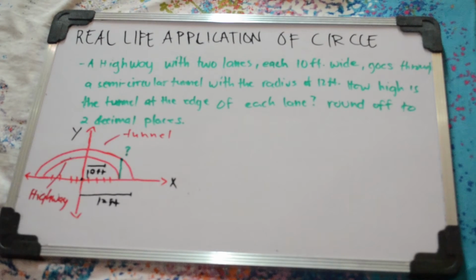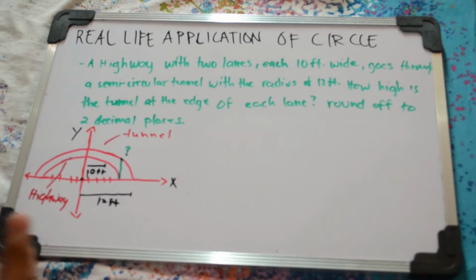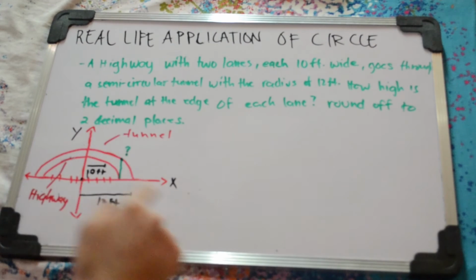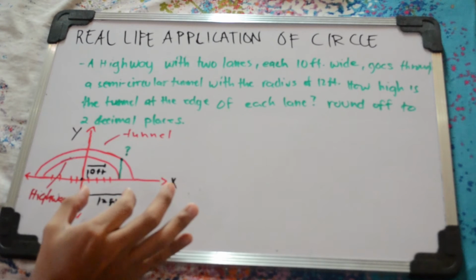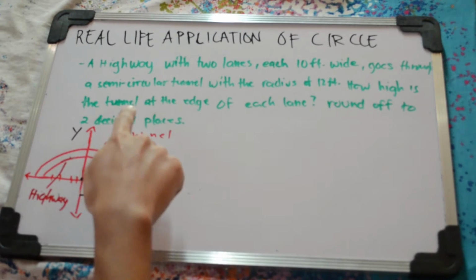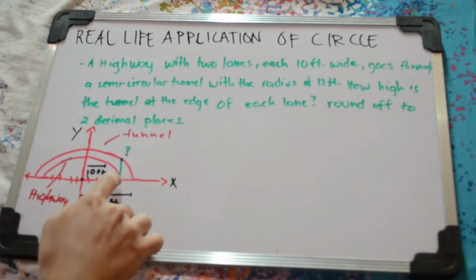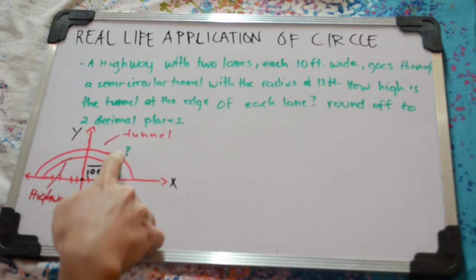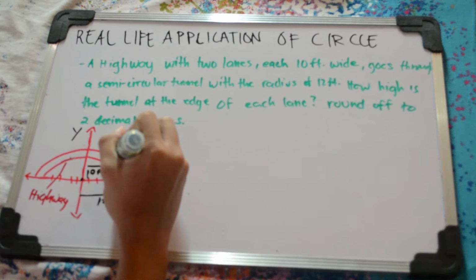It is said that the 2 lanes are each 10 feet wide. So here's the 10 feet and the 10 feet. And the tunnel is semicircular, so we need to divide it by 2, as shown here, and it has a 12 feet radius. Now, it is said, how high is the tunnel at the edge of each lane? This is the edge of the highway. How high is this from the tunnel? So we need to find this.